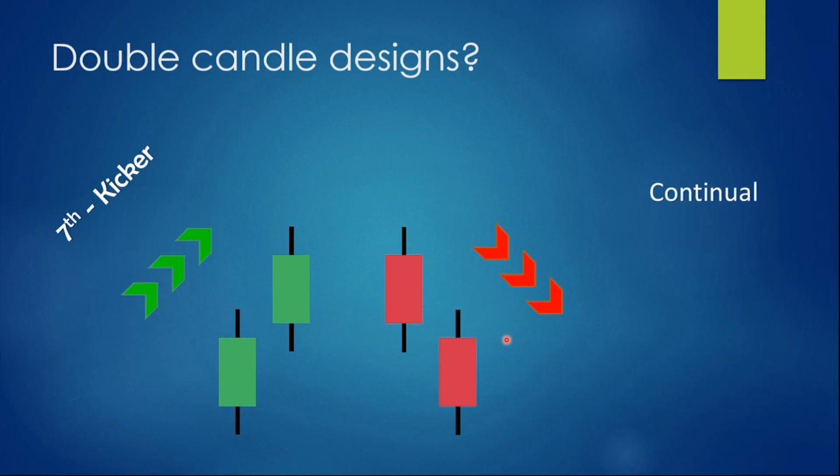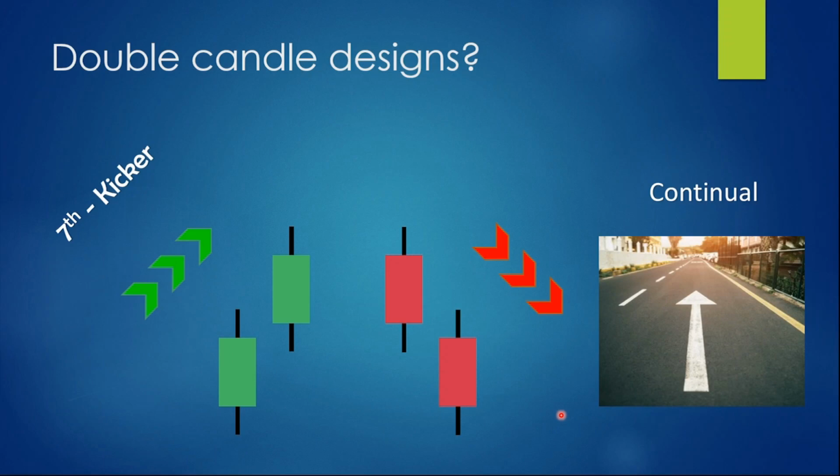It gives a continuation signal. After this, we can predict that next time also a bullish candle will be created. Here also, next time also a bearish candle will be created. So, it signs us to go ahead on your path.